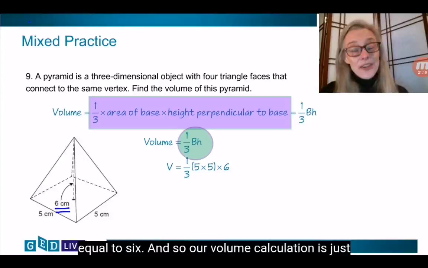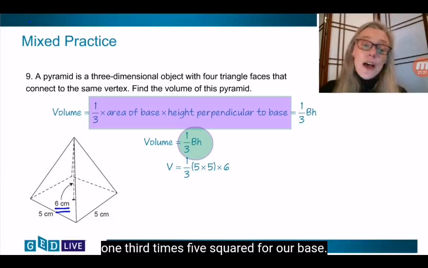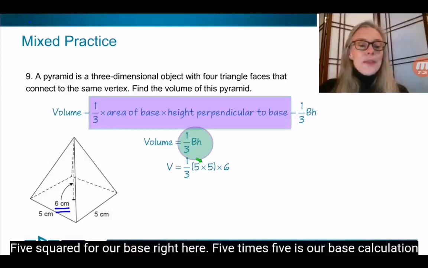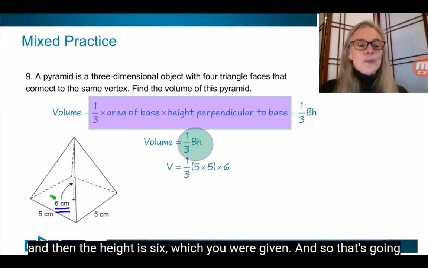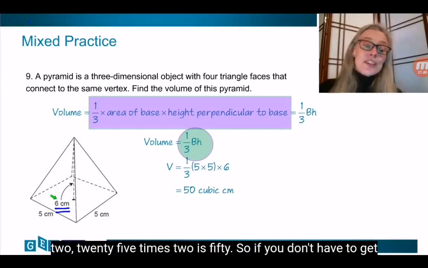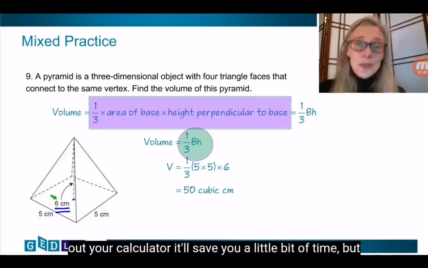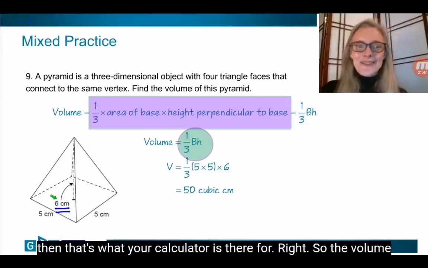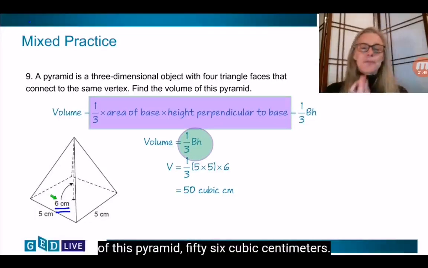And so our volume calculation is just 1/3 times 5 squared for our base. 5 times 5 is our base calculation, and then our height is 6, which we were given. And so that's going to be 25 times 1/3 of 6, which is 2. 25 times 2 is 50. So if you don't have to get out your calculator, it'll save you a little bit of time. But if you feel like you want to make certain of your calculation, then that's what your calculator is there for. Okay, so the volume of this pyramid, 50 cubic centimeters.